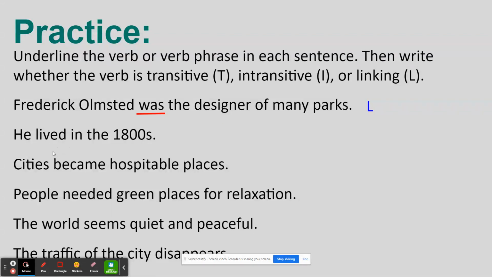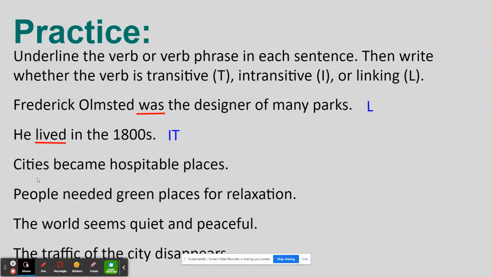He lived in the 1800s. What's our verb or verb phrase? We should have picked lived. Now, he lived, we have subject he, verb lived. So we have an action verb here. Now our question is it transitive or intransitive? So we have to ask if there's a direct object. He lived what? He lived who? There isn't, therefore this would be transitive. I'm sorry, intransitive.